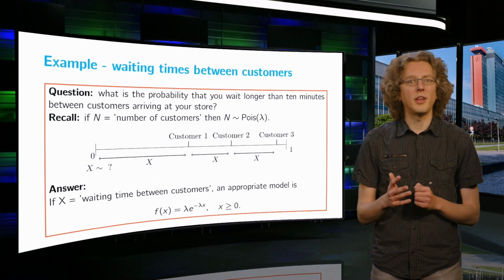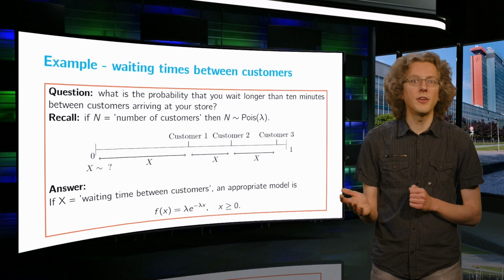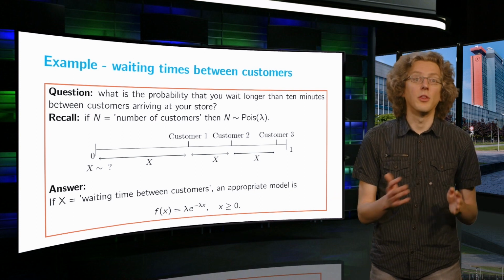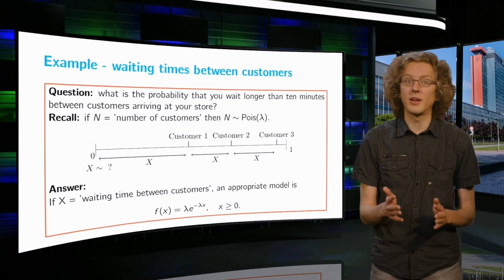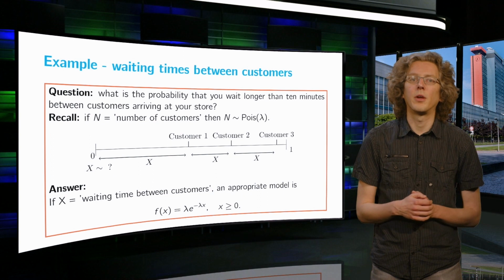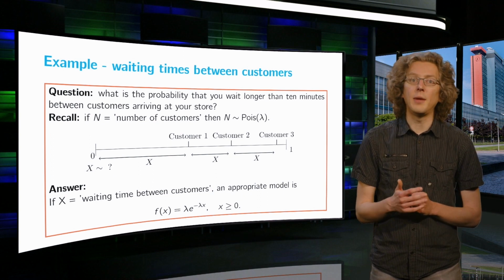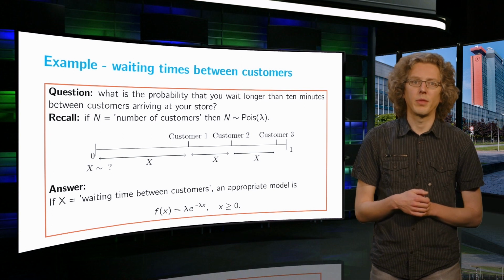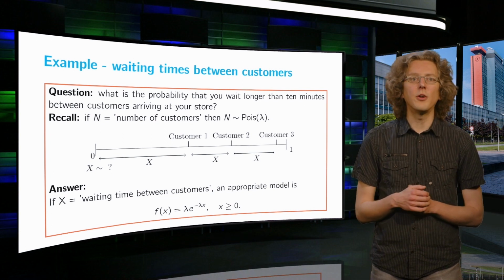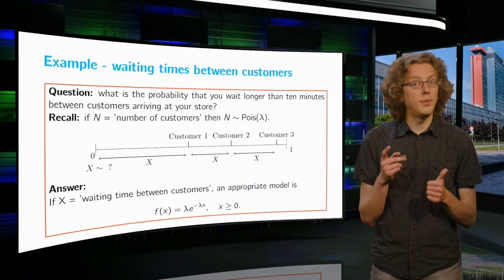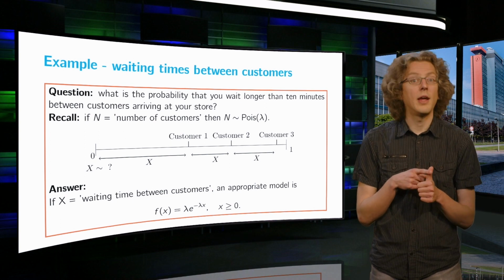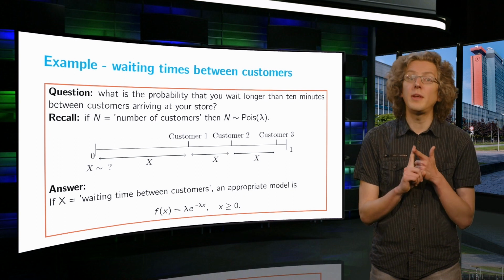Now, notice that the density is 0 for negative x, which makes sense, right? The waiting time to the next customer cannot be negative. Also, you notice an exponential function there, which explains the name of this random variable. Feel free to pause the video and check that this is indeed a density function. It should be a non-negative function, and the area under the graph should be 1.